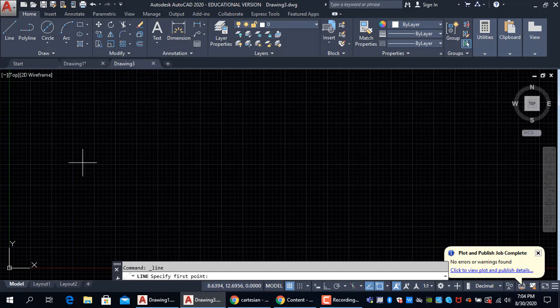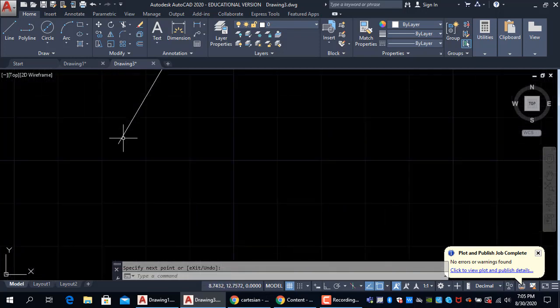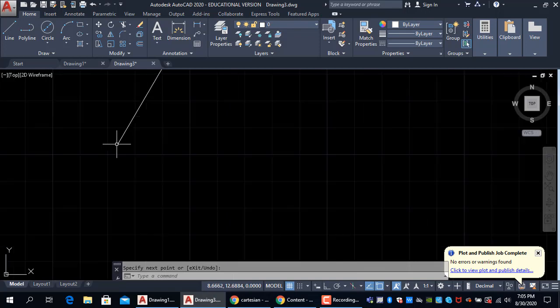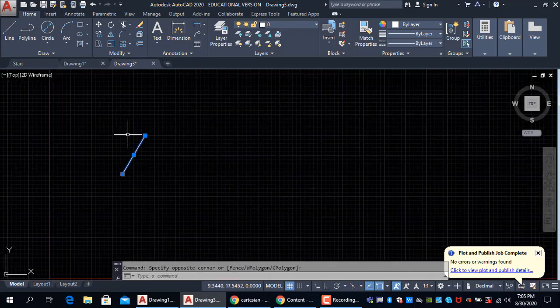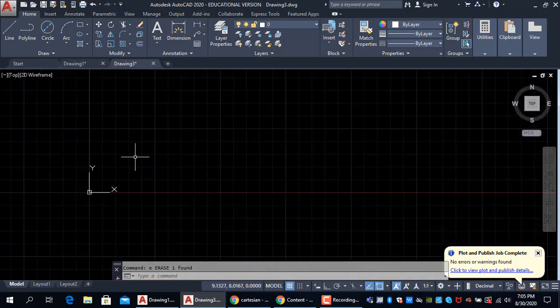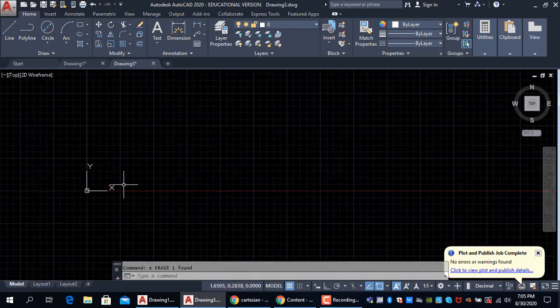So if I click here, that line is going to start exactly at 8.63 and 12.6956. So in other words, right where that line is, there is a specific point on the grid. Okay, so that's your point of entry. My best advice, whenever you start a drawing, always start it from the origin. Now, I'll finish with this.